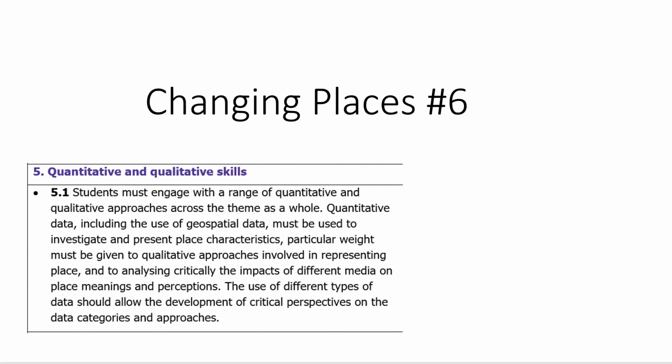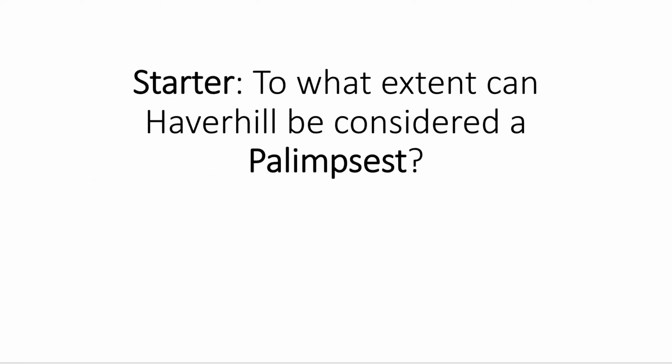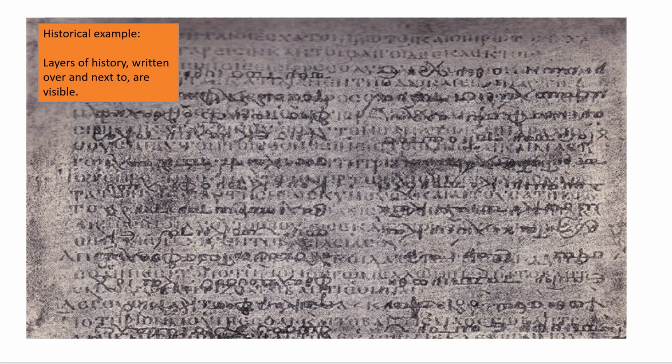So today we're on to changing places 6, and we'll be looking at quantitative and qualitative skills. But I'm going to start by taking you back for a second. So for the starter, I would like you to consider whether Haverhill is a palimpsest. So just taking you back to that word palimpsest. A historical example is in front of you at the moment.